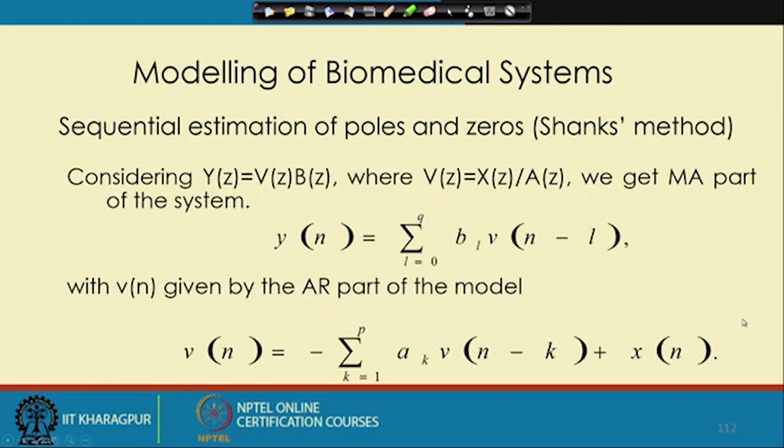So, if we separate these two parts, we can tell that Vn is the signal we get from the AR model, and using that Vn in the MA equation we can get the output Yn. So, we are actually dividing the two parts using this new variable Vn. That is the trick that is done. We could decouple the two things.